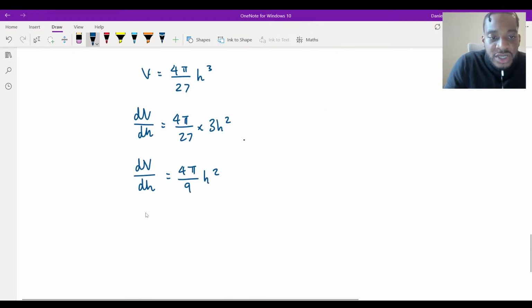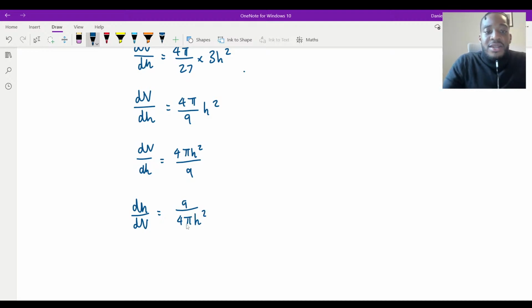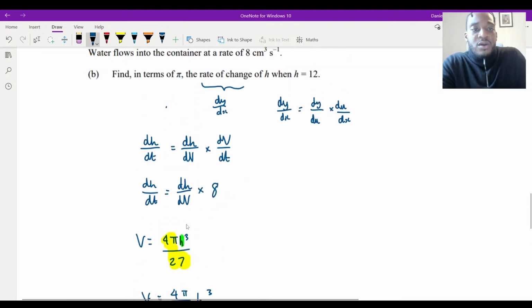What I'll do is rewrite it again. dV by dH is going to equal 4 pi h squared over 9. And then if I take the reciprocal of that, I'll get dH by dV, and this is going to equal 9 over 4 pi h squared. Now I've got an expression for dH by dV. So let's get what we had before.